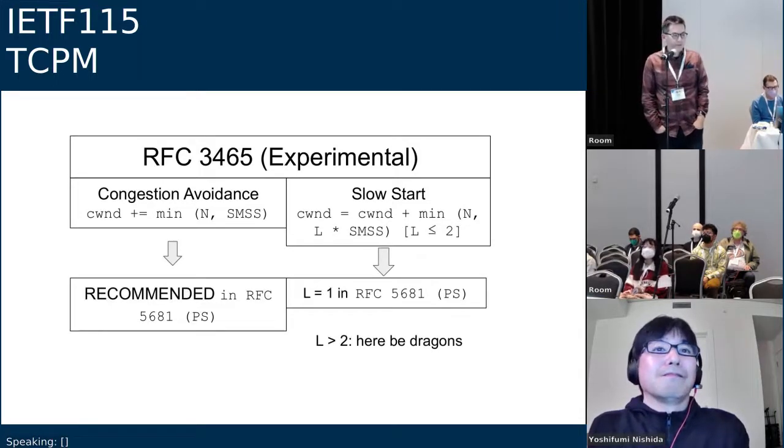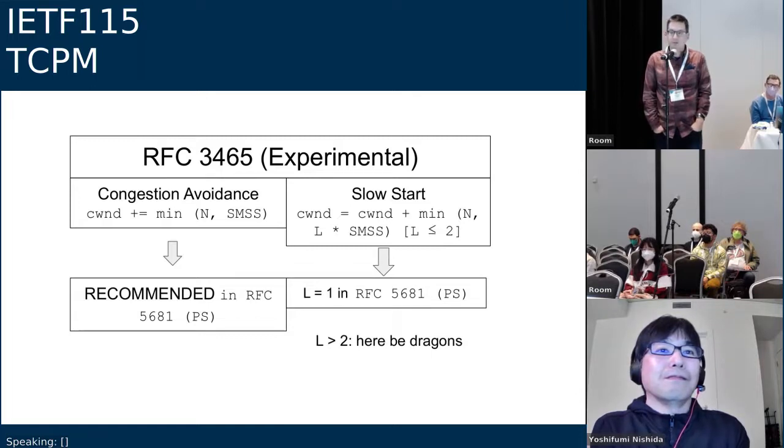Now that whole congestion avoidance bit, if you go look at RFC 5681, it takes that and recommends it. So 5681 is, of course, the main standards track Reno congestion control document. So this is completely taken care of. This is now in the standards corpus.